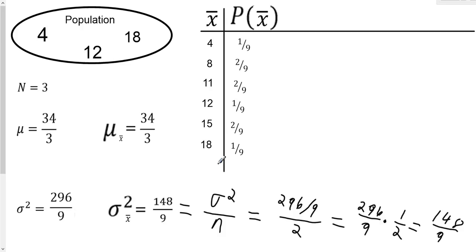So this is why the sampling distribution is significant. And once again, this holds as long as n is greater than 30 and/or your original population is normally distributed.